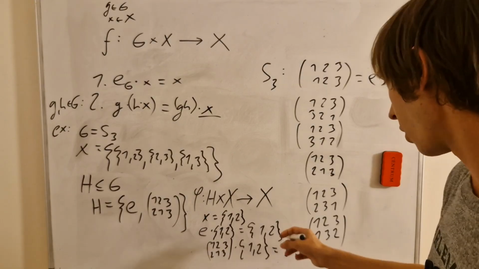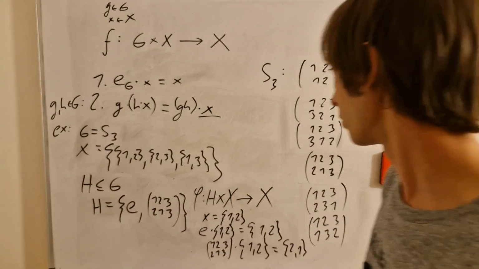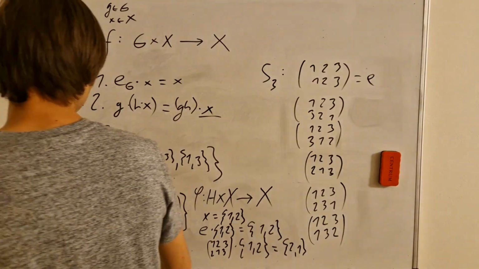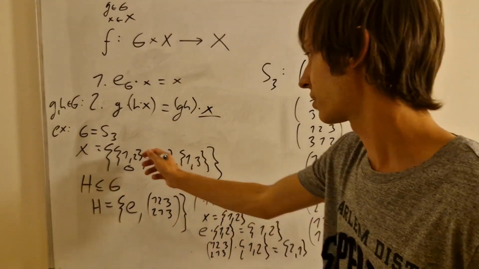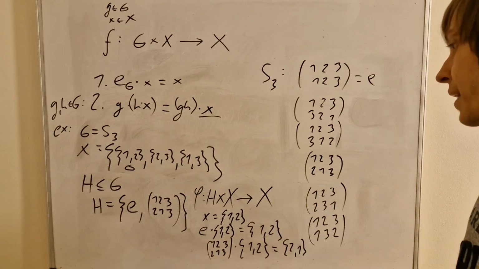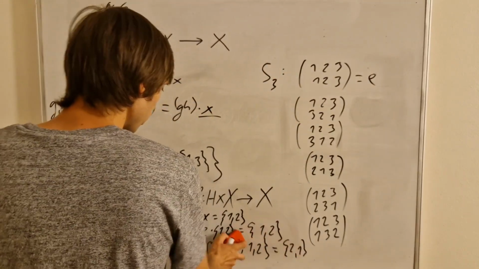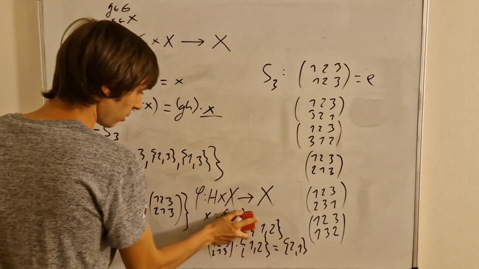Well, all sets we got were just {1, 2}. So when we let H act with all its elements on {1, 2}, we just got this same set {1, 2}. And let's try to do this for, let's say, {2, 3} now.